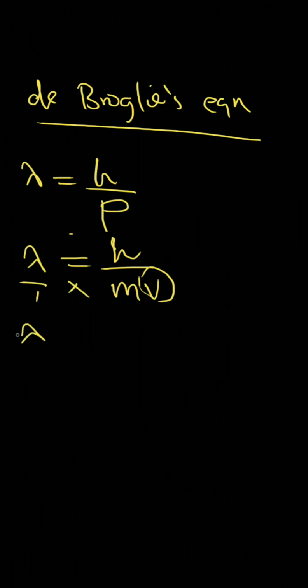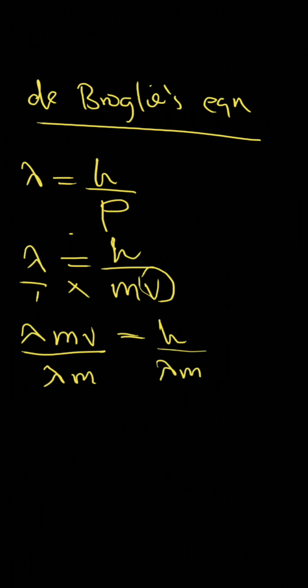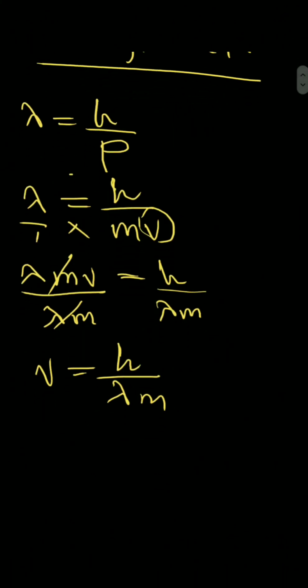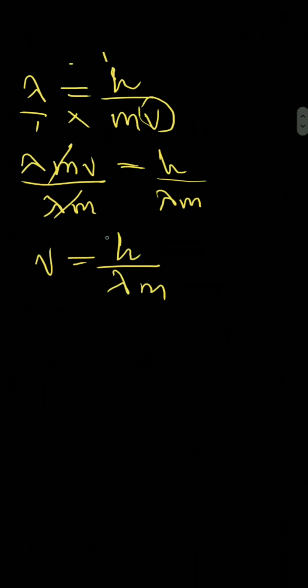Now we're going to cross multiply to make v the subject of the formula, so we get lambda m v equal to h. Then we divide both sides by lambda m. This will give us our velocity to be equal to Planck's constant over the wavelength times the mass of the electron. So that's how we're going to find the velocity.